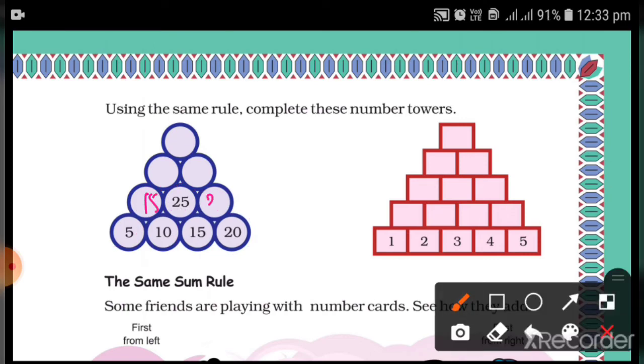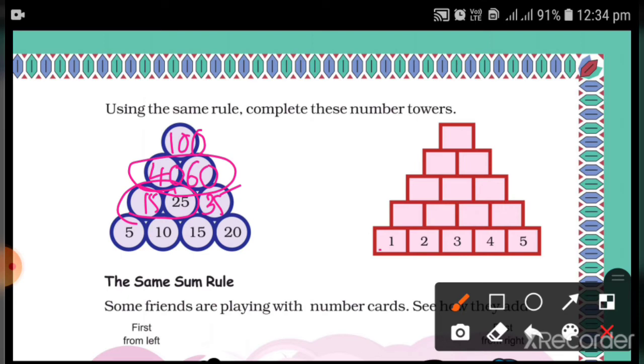15 and here 35. Now add these both numbers. 5 plus 5 is 10. 1 carry over. Answer will be 50. Here 25 plus 35. 5 plus 5, 0. 1 carry over. 2 plus 3, 5, plus 1, 6. And 60 plus 40, as you know easily, answer is 100.